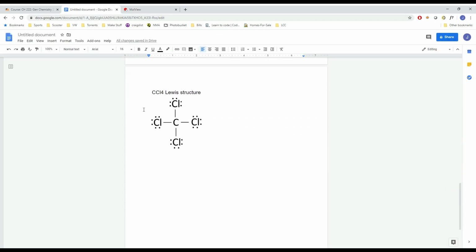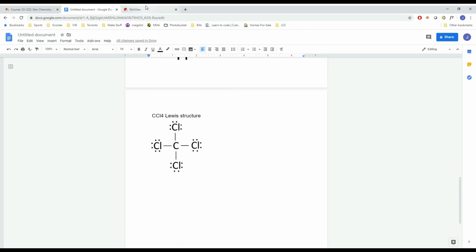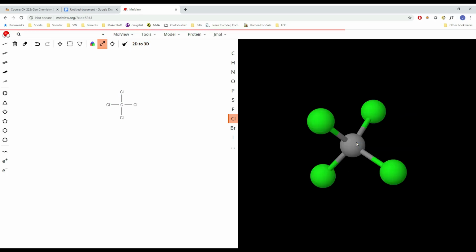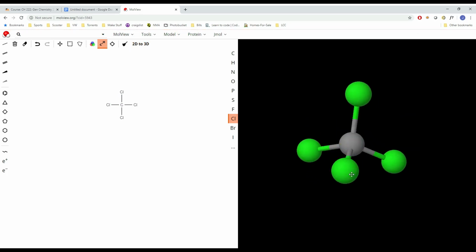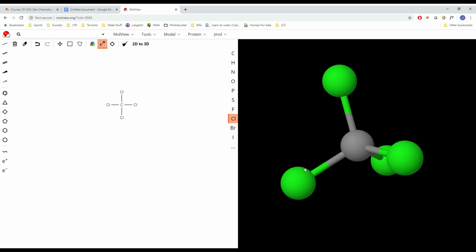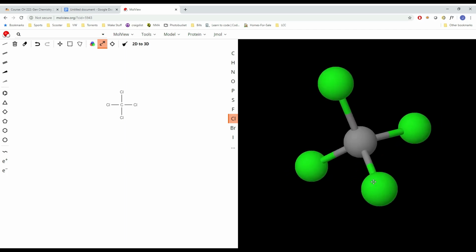And so the last thing is, we'll look at two more. First, carbon tetrachloride, CCl4. Let's 3D model that. All these bonds are polar. That's a polar bond, that's a polar bond, that's a polar bond. But they all cancel out.